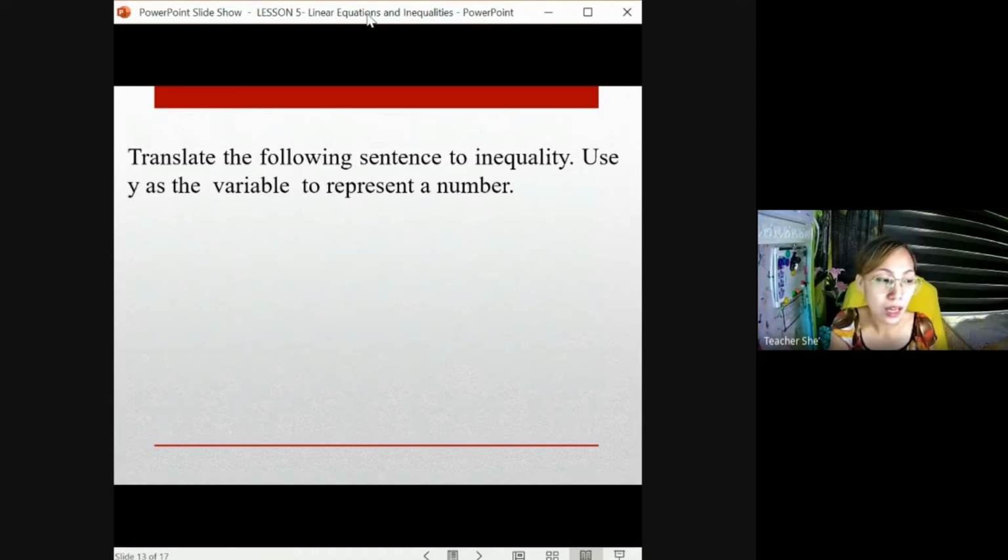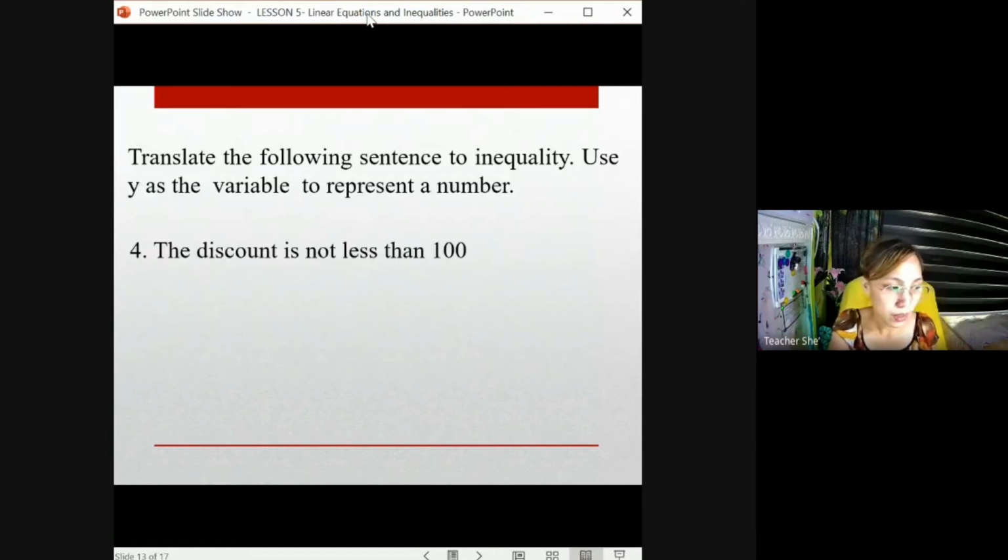Inequality, meaning to say, we will use the symbol greater than, less than, greater than or equal, less than or equal, or not equal. It depends on the sentence. First example, the discount is not less than 100. The answer po is y is greater than or equal to 100.